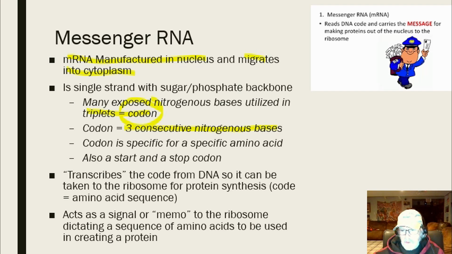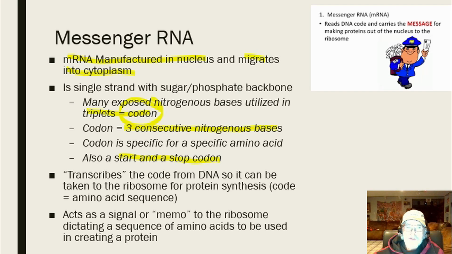Now, what does that codon mean? Each amino acid has a special codon name. So there's a codon for each specific amino acid. There's also what's called a start codon and a stop codon, and that's going to be a little apparent in a little bit, but probably more apparent in our next discussion.